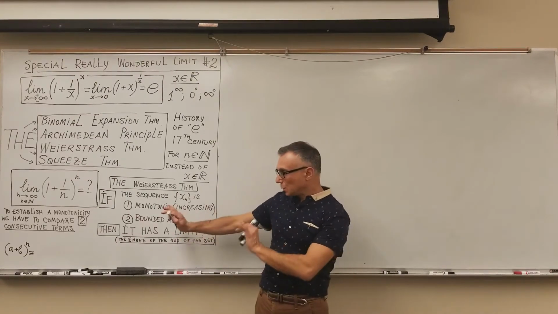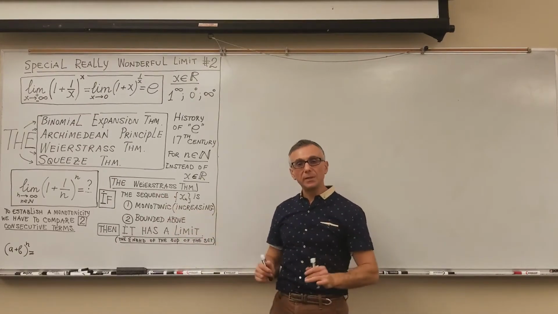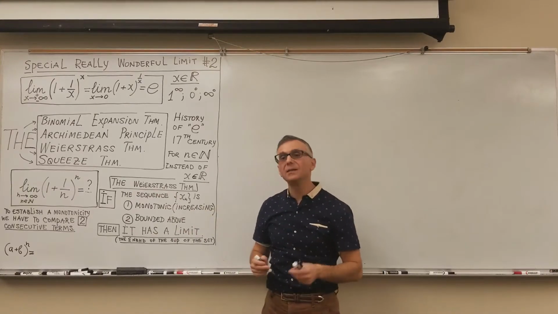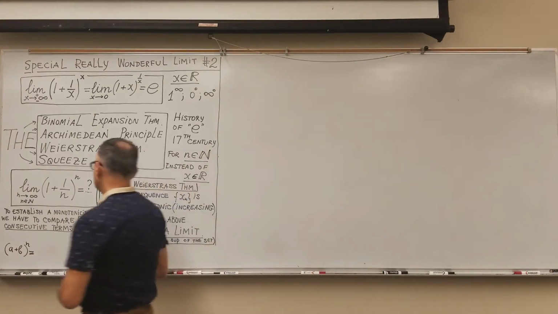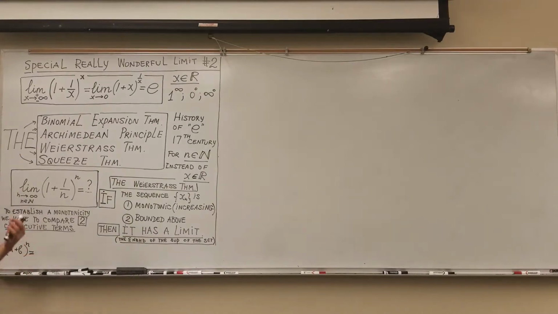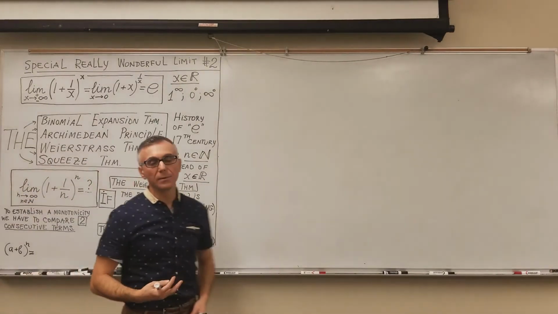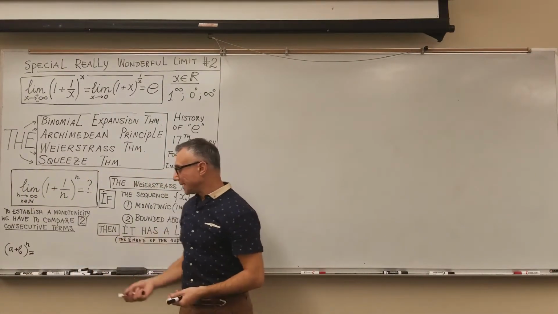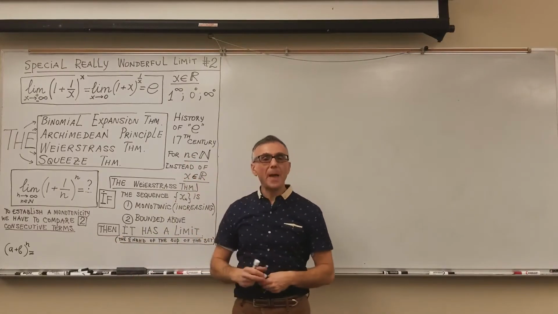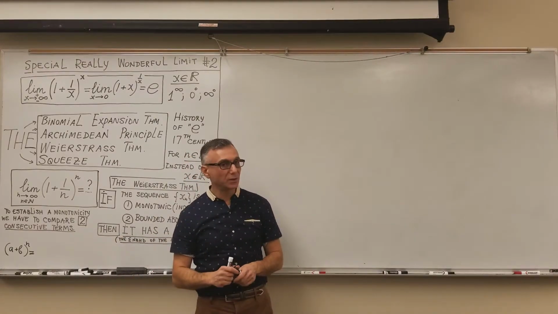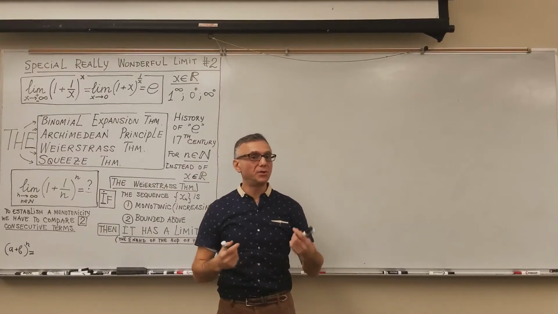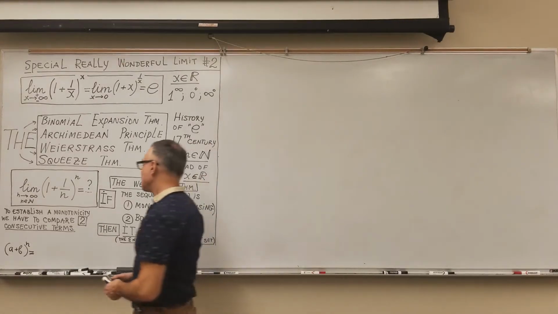So we need to look at the sequence. We need to establish whether it's monotonic and bounded above. To establish monotonicity, I'll look at 2 consecutive terms while using the binomial expansion, which is known to the ancient Greeks. Later on, it was generalized by Newton.